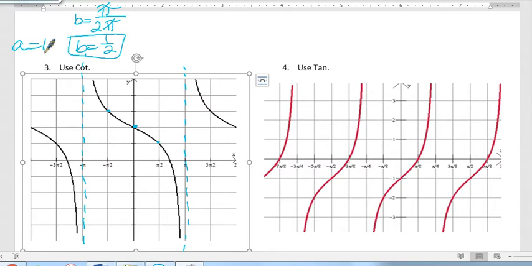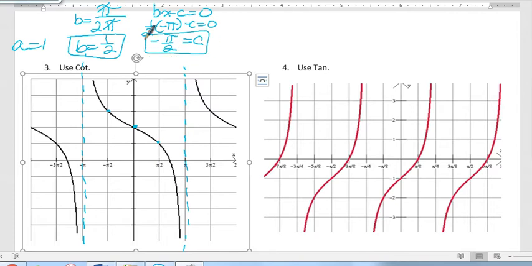I do have a phase shift. Normally cotangent has an asymptote sitting right on the y-axis, and it has been shifted to negative pi. Since I have a separate new b value, we are going to have to do that calculation. So bx minus c is equal to 0. I know my b is 1/2. The x is the phase shift that we're looking at, which is negative pi. So negative pi minus c equals 0. Add the c to the other side. Do the multiplication here, you get negative pi over 2.